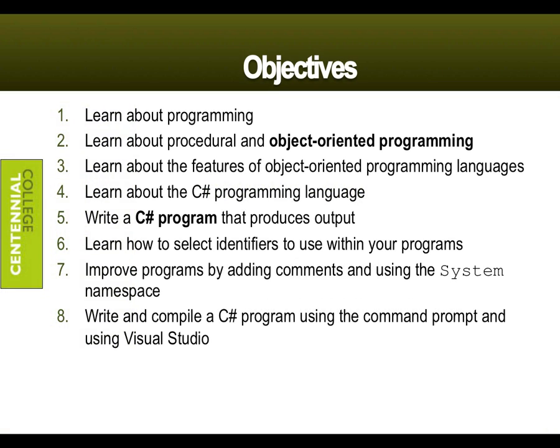So let's talk about our objectives with this. We want to learn about programming in general. We want to talk about the difference between procedural and object-oriented programming, and there is a difference, right? What that all means. We're going to be talking about features of object-oriented programming languages, and the C# programming language in general. We're going to write our first C# program that produces some kind of output together tonight. And we're going to learn how to select identifiers, variable names, and what variables are, and all that kind of stuff.